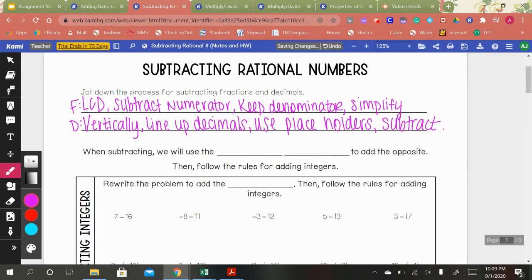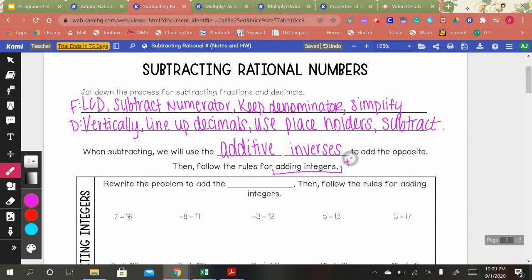All right. When we subtract, we will be using the additive inverse to add the opposite. Remember, in your vocabulary, additive inverses are when you have a number and you add it to its opposite, the sum is 0. All right, then it says follow the rules for adding integers.